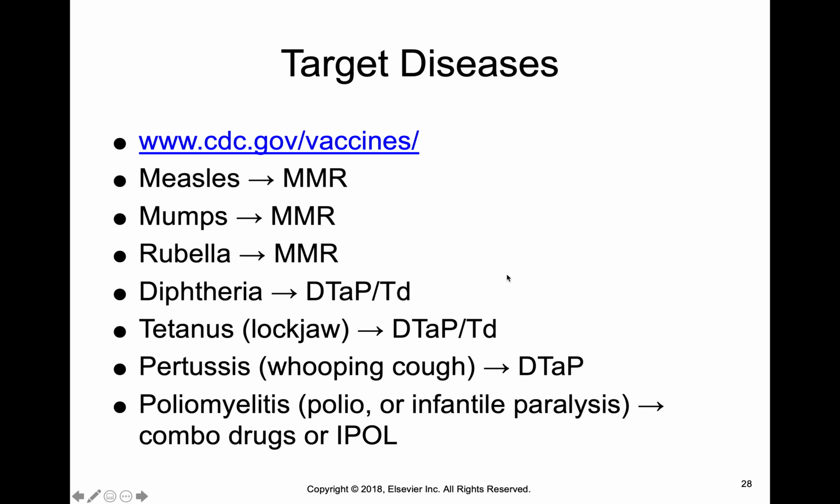So here's a list of target diseases. Again, I encourage everyone to visit the CDC website. So for measles, mumps, and rubella, we've all combined that into MMR. For diphtheria, there's DTaP and TD. For tetanus alone, which causes lockjaw, again, there's DTaP and TD. For pertussis, which causes whooping cough, there's DTaP. And then for polio, you can get those from combo drugs, and actually there's a lot of combo drugs that kind of try to put all these things together in one shot. But there's also the polio vaccine.